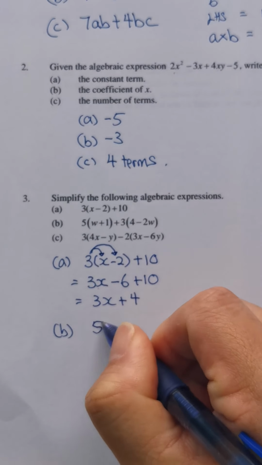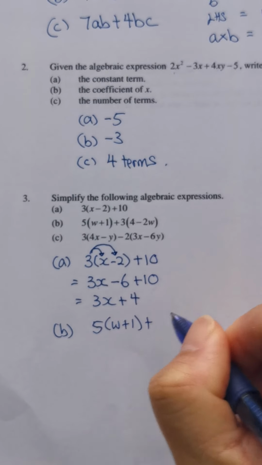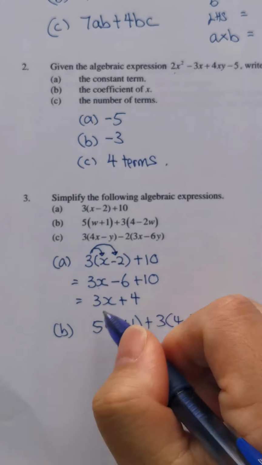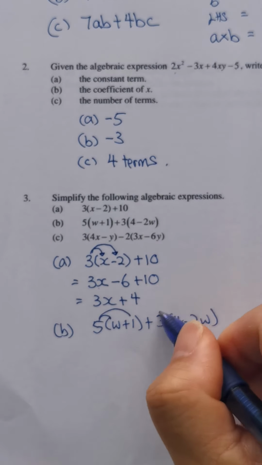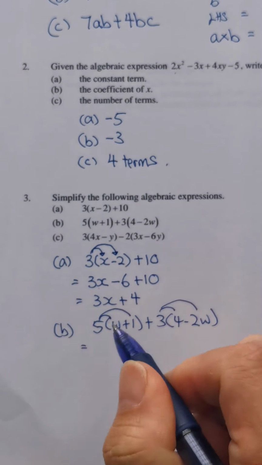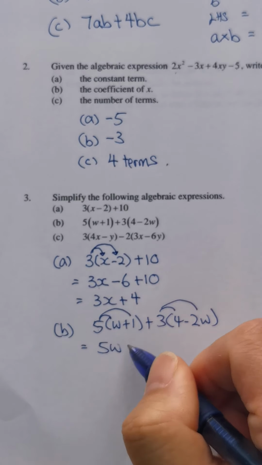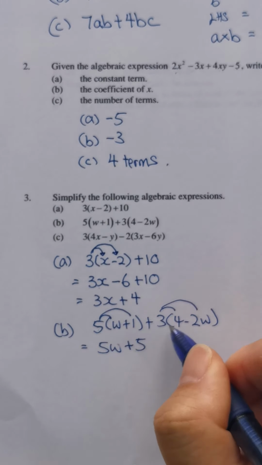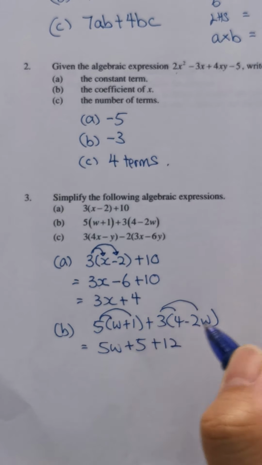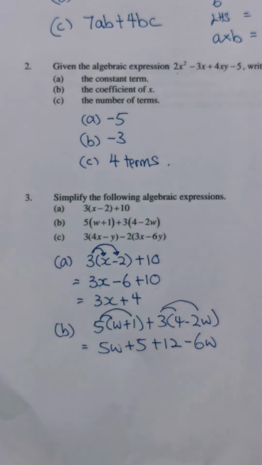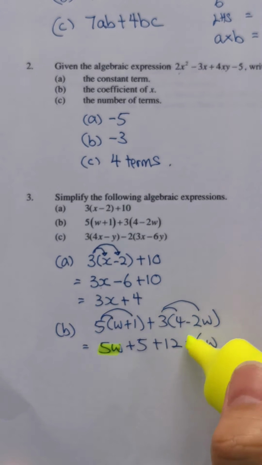Same thing, I'm going to copy down my question. I'm going to apply my distributive law again. 5 times w, we have 5w. 5 times 1, we have 5. 3 times 4, we have 12. 3 times -2w, we have -6w. After you expand, you still need to simplify. Same thing, we have 4 terms, and I'm going to highlight the like terms.